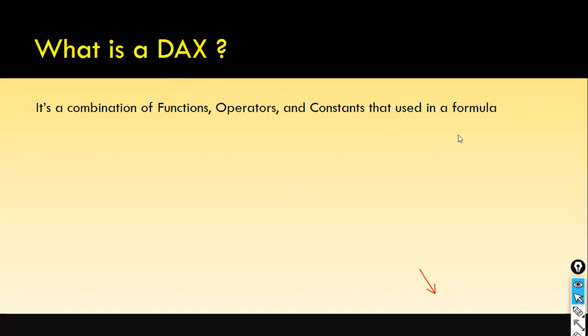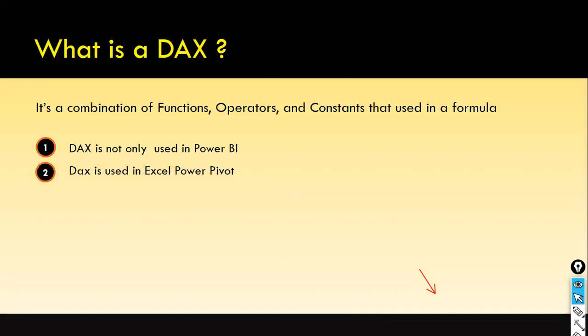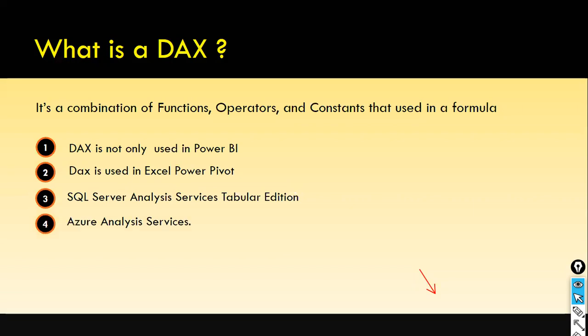It's a combination of functions, operators, and constants that we use in a formula. Remember that DAX is not only used in Power BI, it is used in Excel Power Pivot and SSAS Tabular edition, and it is also available in Azure Analysis Services. DAX can only be used to filter or query a physical table. Remember this, using DAX you cannot do data transformation. You can create derived columns using DAX, but you cannot do extensive data transformation, ETL and all. So using DAX, you can filter and query a physical table.